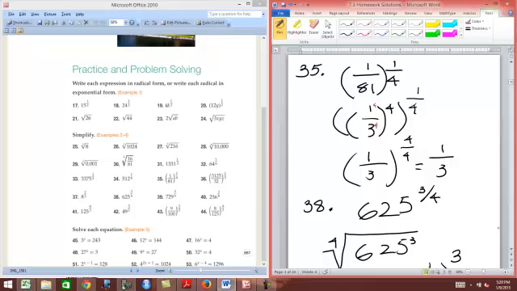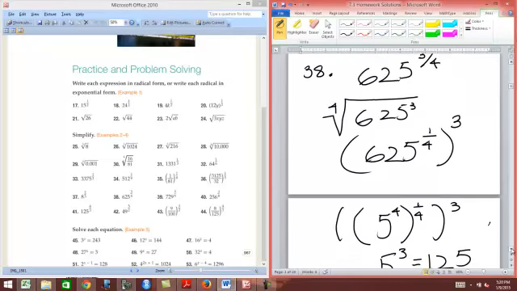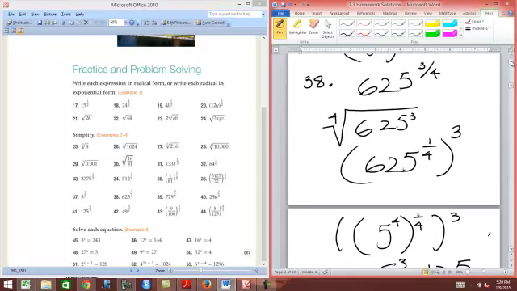Okay, now we're going to have a little different wrinkle here. 38. 625 to the 3/4. Now, we're going to put it into radical form. 4 is the index, and it goes right there. And 3 is the power, and it goes right there.